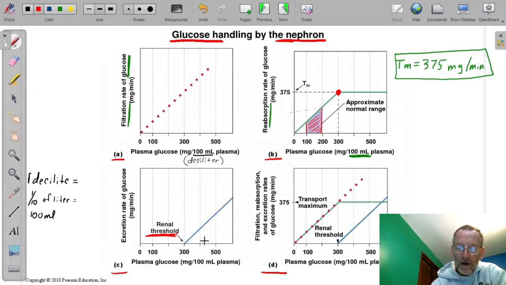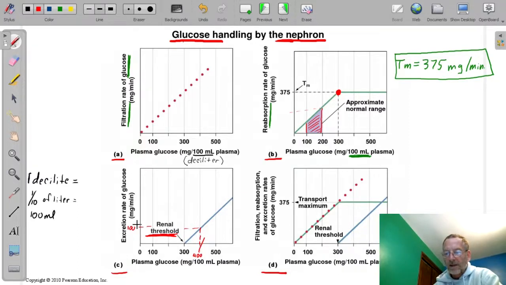So at 400, we have high blood glucose. We're at 400 milligrams per deciliter. How much gets excreted? Well, we don't really have numbers over here, but I figure out that it's going to be 100, and that's how much gets excreted. That's what's going to show up in the urine.